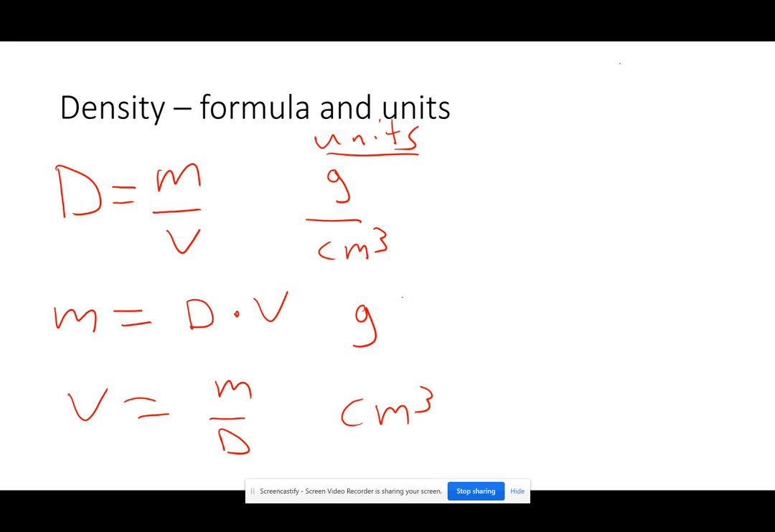Now, there's two important things I want to point out. One is that we can do a triangle of density, mass, and volume to help us remember the formulas that we need. These three formulas can be found in this triangle, where density equals mass divided by volume, volume equals mass divided by density, and mass equals density times volume. Remember, this is multiplication and this is division.